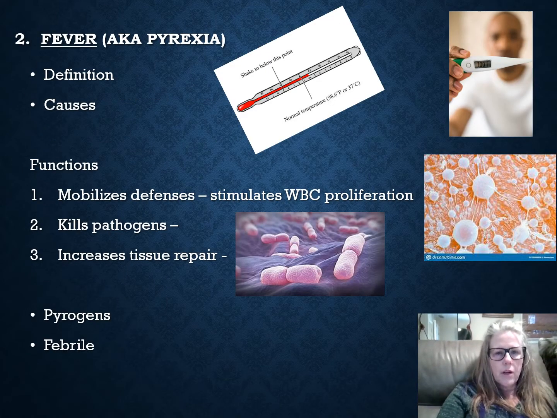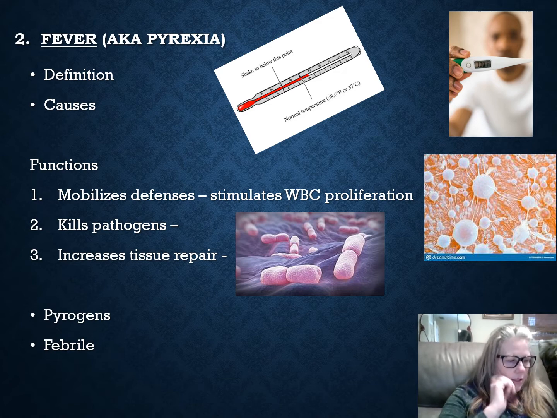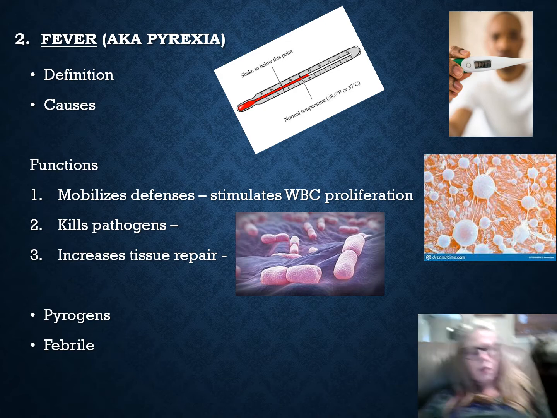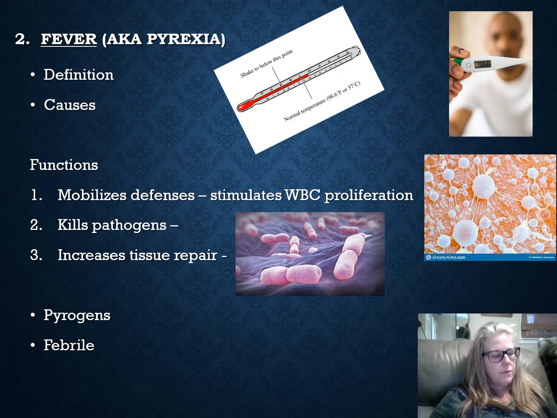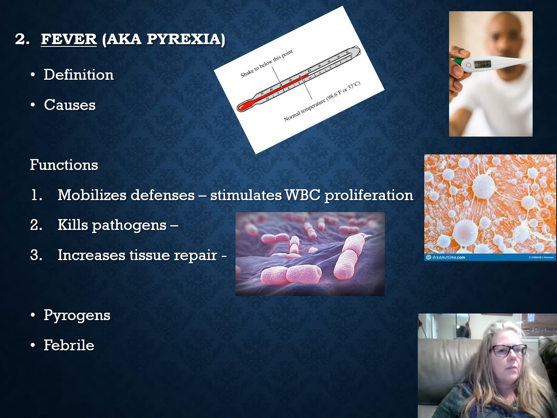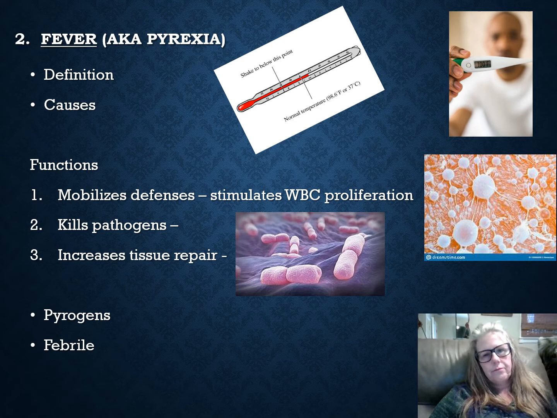The next component of natural resistance we're going to talk about is fever. Fever has another name called pyrexia. Now, what is fever? Fever is the elevation of body temperature. And fever can be caused by many different things. It can be caused from infections, it can be caused from inflammation, and to a much lesser extent, fever can be caused by certain medications, toxins, poisons, and even cancer.